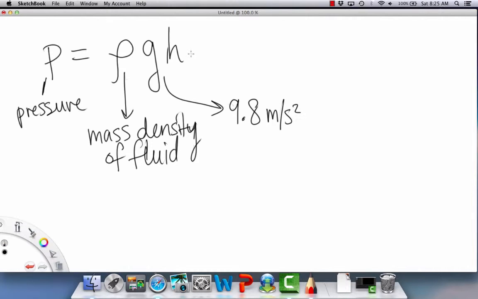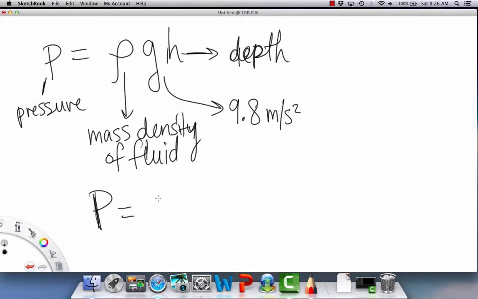squared, approximately. And then h is your depth. So this is your level, or how far you are beneath the water line. Okay? So then, another important formula is pressure, which is a small p.